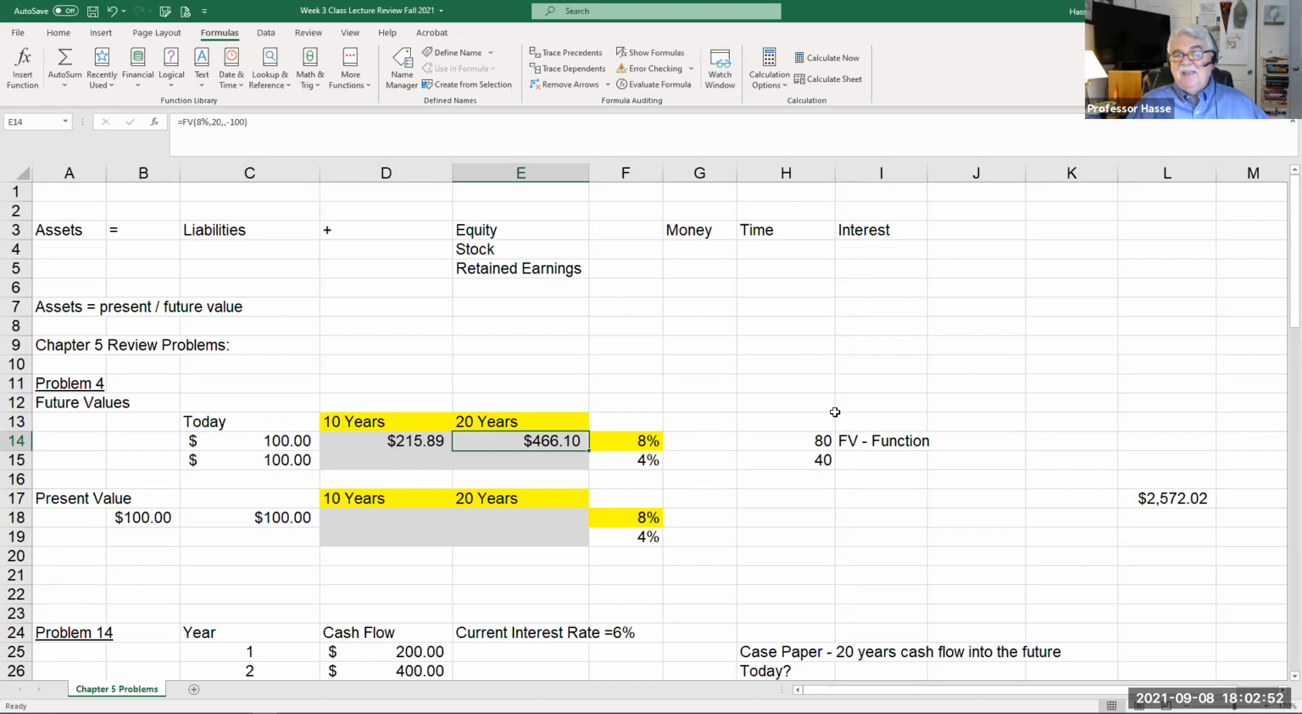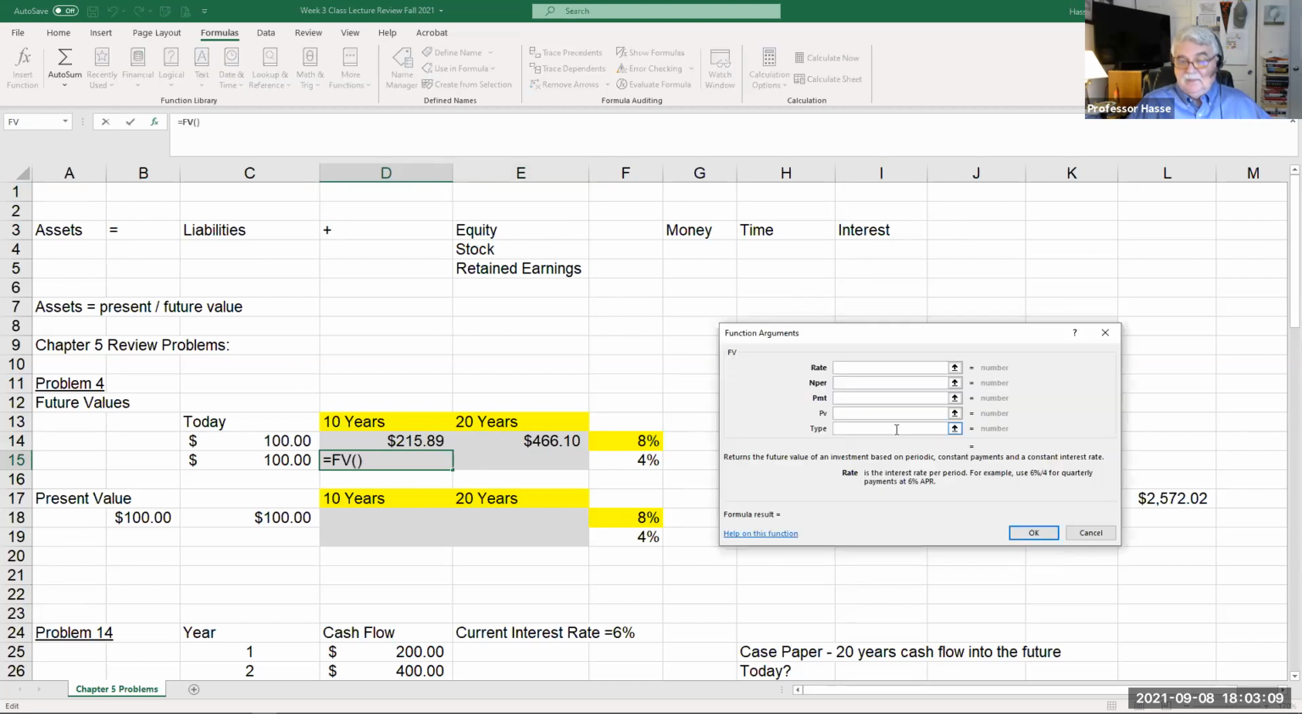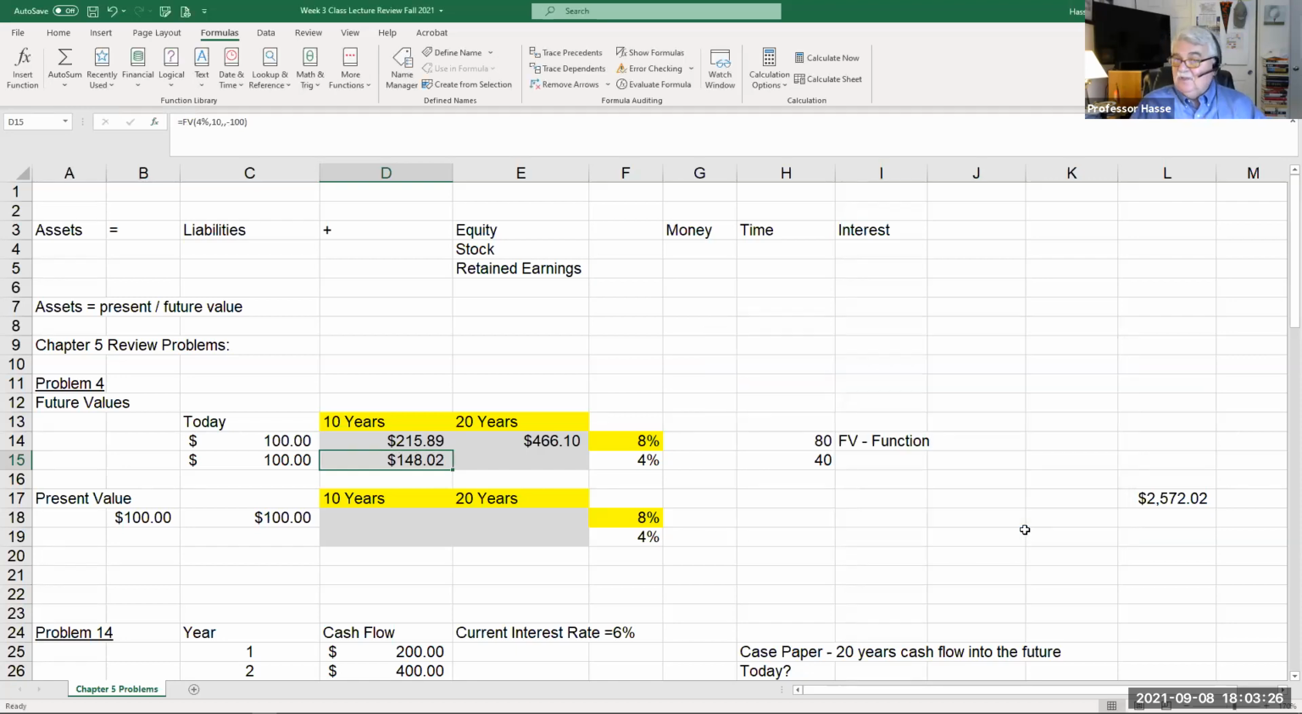So let's say I had that same $100, but the interest was only 4%. How would that look? It's still going to be over $100, but how much? Function, financial, future value, 8%, or excuse me, 4%. Now in this case, 10 periods, still minus $100, $148.02. Okay. It's a lot lower because the interest rate is lower.